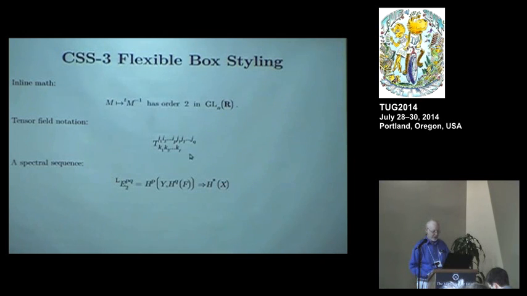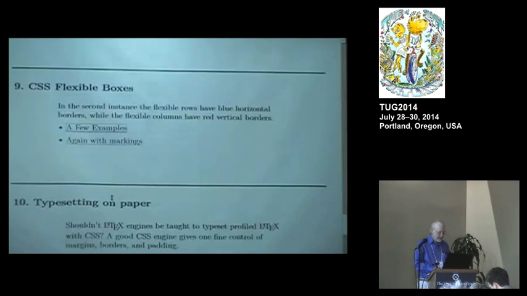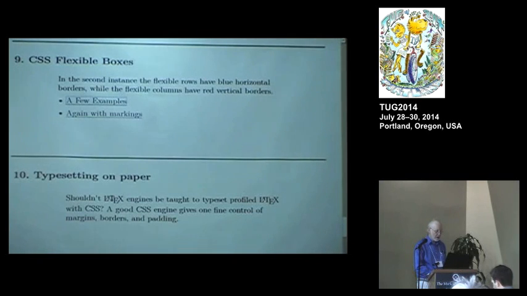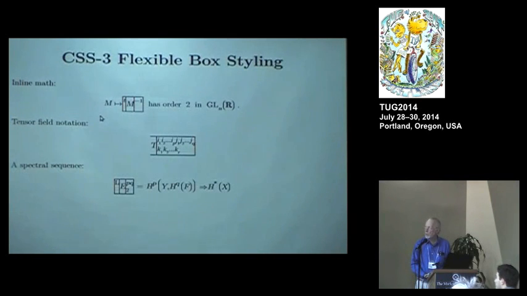This is a tensor field and a spectral sequence. These are things that I would not have thought till flexible boxes came along. They all use flexible boxes. Again, with markings, most of them involve both rows and columns. So the flexible rows have blue outlines, horizontal outlines, and the flexible columns have red vertical outlines.